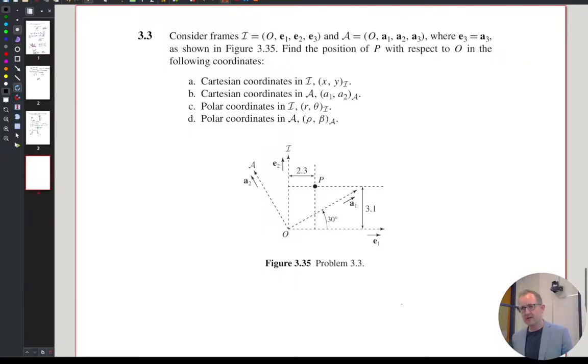Okay, so what are we actually being asked for? We have 4 coordinate frames, or 2 main rotated frames. One is system I. Another one, system A. They're both offset by 30 degrees, one to the other. We want to define the Cartesian coordinates for I, Cartesian for A, and then polar coordinates for I and A.